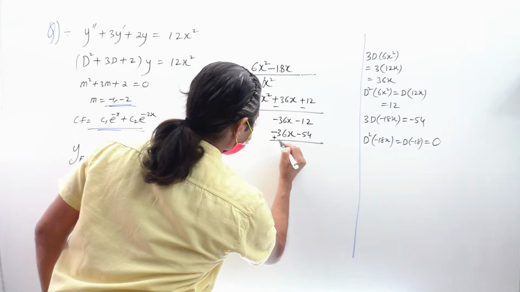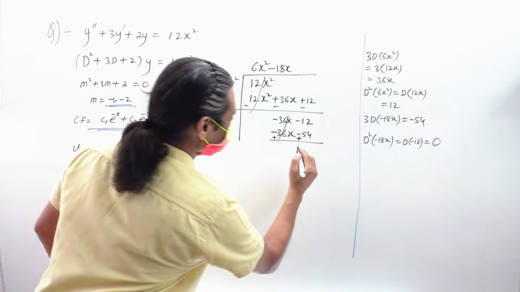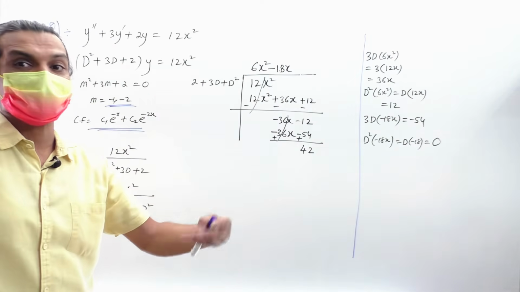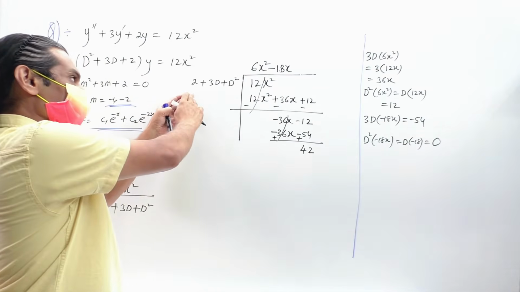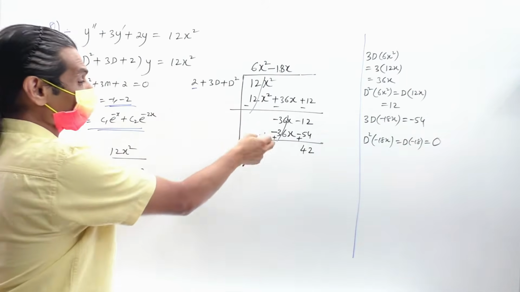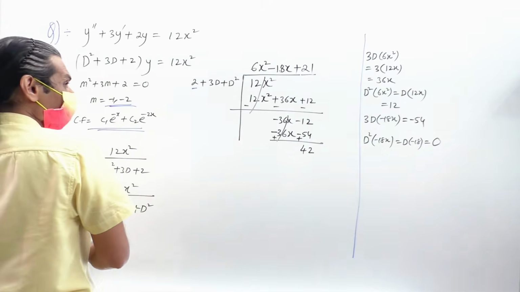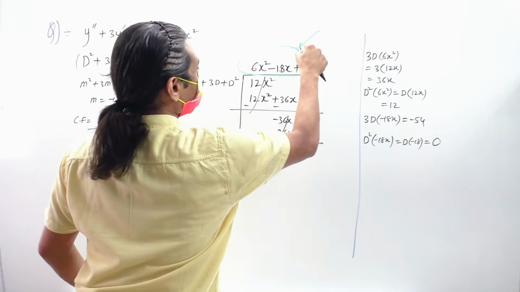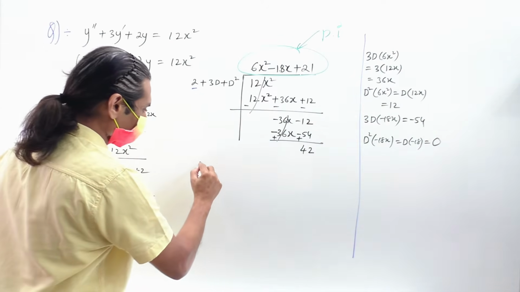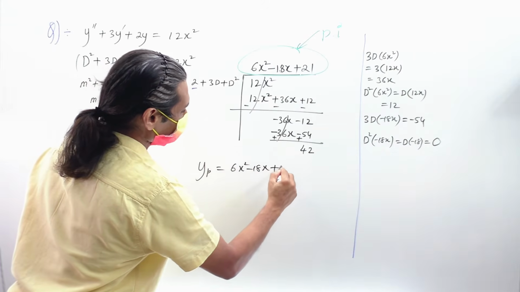Now see, this plus and this plus cancel. Now 54 minus 12 will be 42. The last term remaining is 42. Again, make 42 equal to 0. How? First term by first term. 42 divided by, who is the first term here? 2, always. 42 by 2 is 21. So plus 21. This quotient is nothing but the particular integral. Therefore, yp is equal to 6x square minus 18x plus 21.